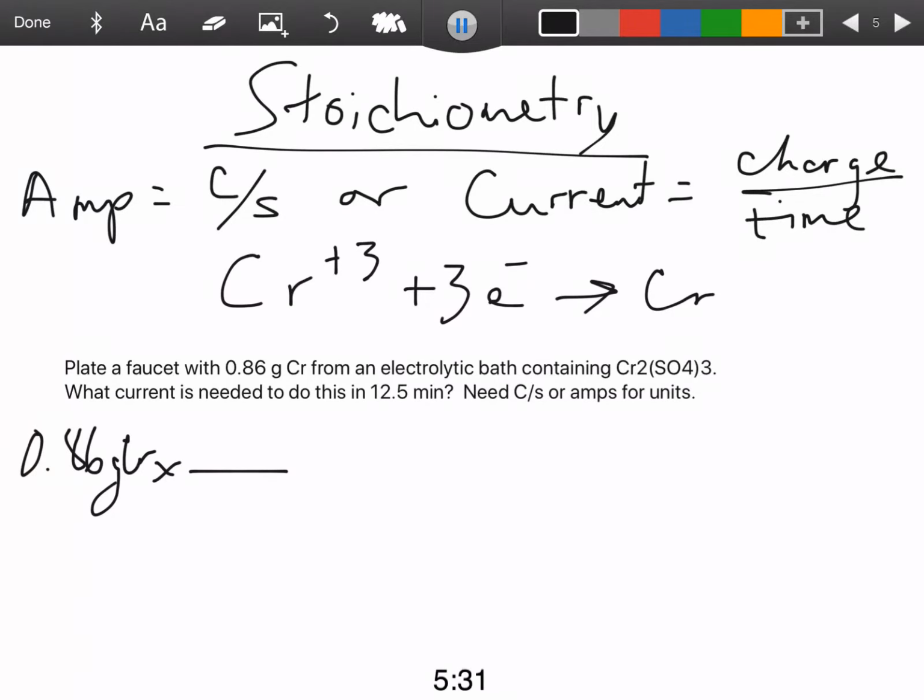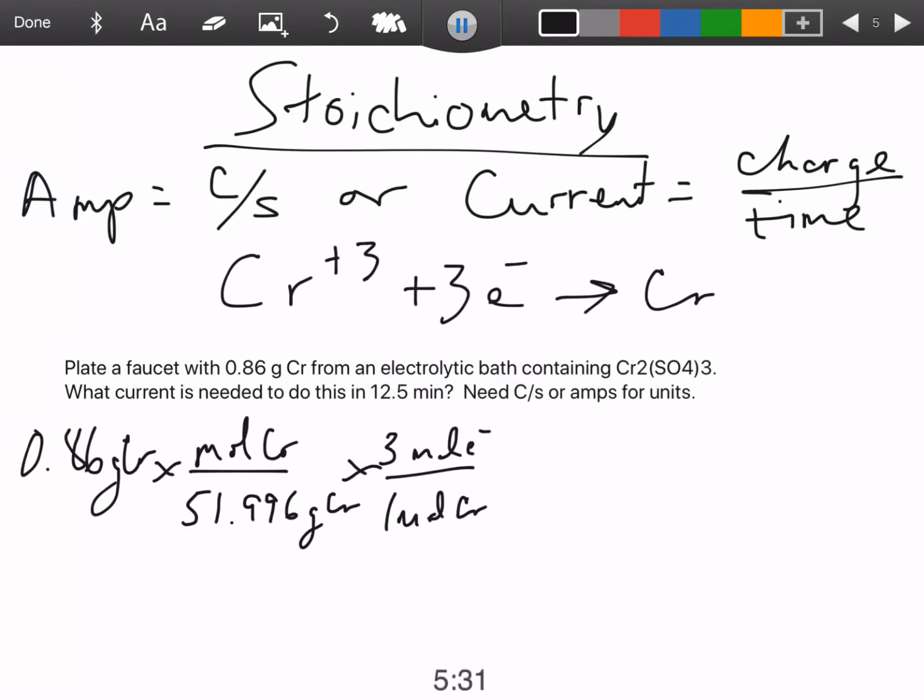So if I look at a periodic table, I can find 51.996 grams of chromium for every 1 mole of chromium. And now I can use my balanced equation up above that tells me that for every 1 mole of chromium, I get 3 moles of electrons. Now that I've got moles of electrons, I can use Faraday's constant, which says that there are 96,485 coulombs for every 1 mole of electrons. Now I've got coulombs in the numerator.